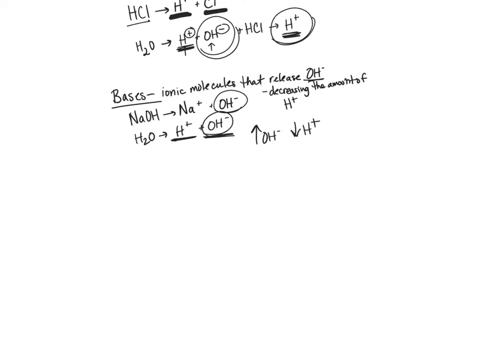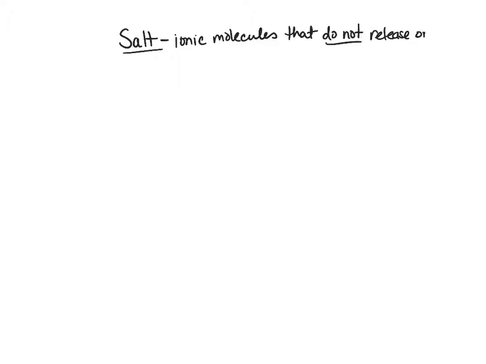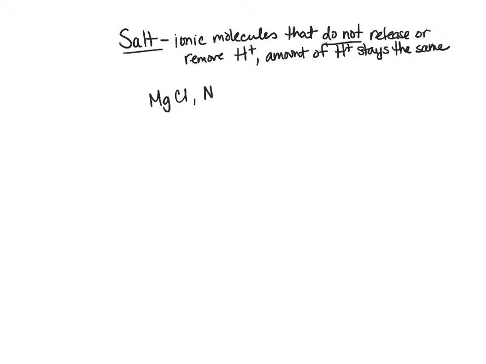Now our third kind is our salt, our third kind of molecule here. So salts, again, are ionic molecules, but they do not release or remove hydrogen ions. So the amount of hydrogen ions stays the same. In this case, it would be something like magnesium chloride, sodium chloride that we've already seen, lithium bromide.